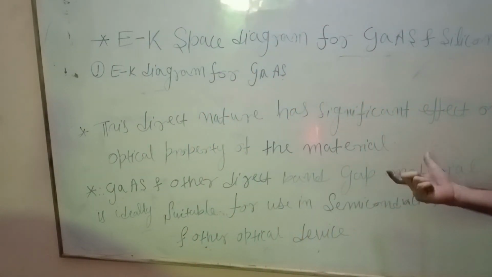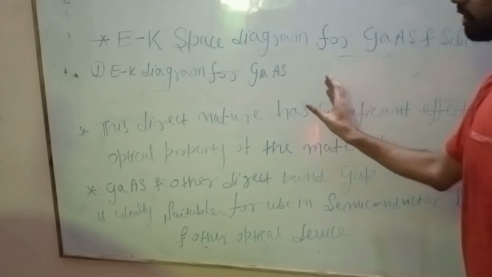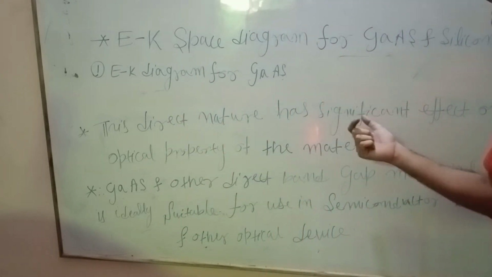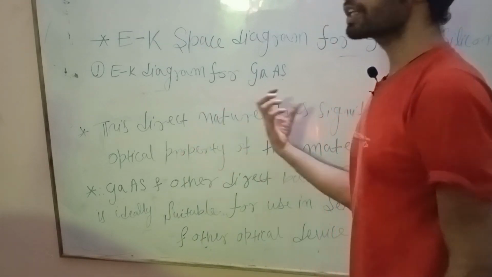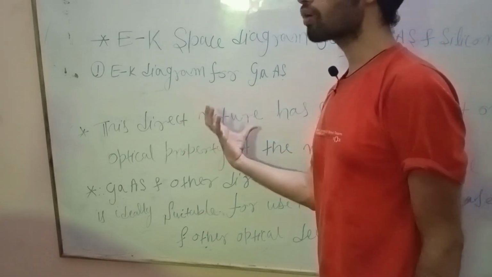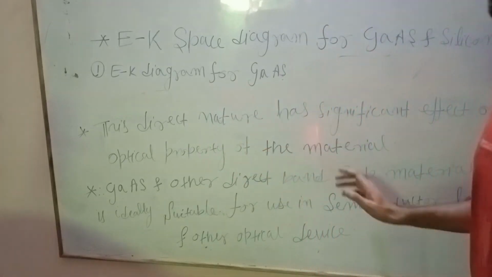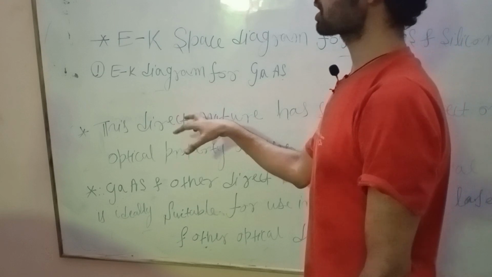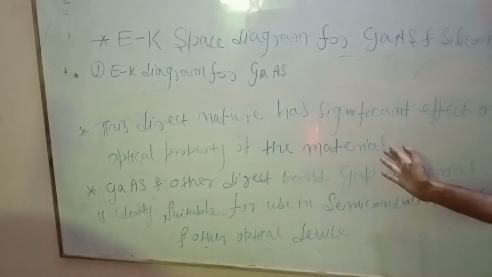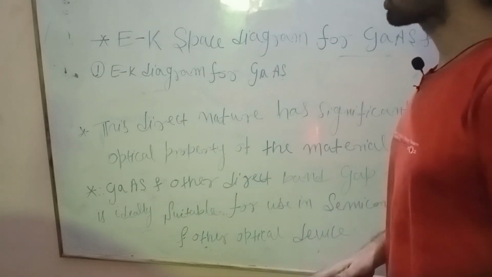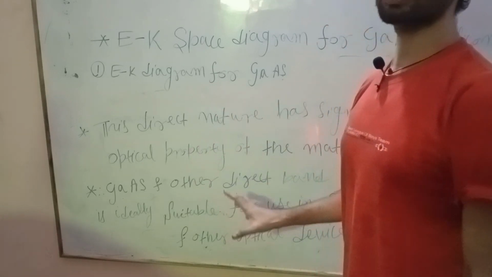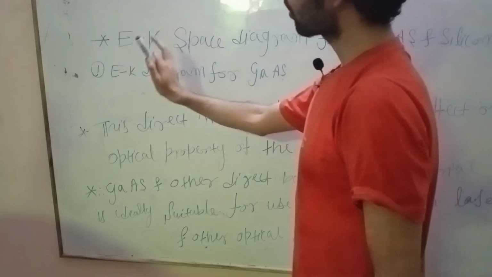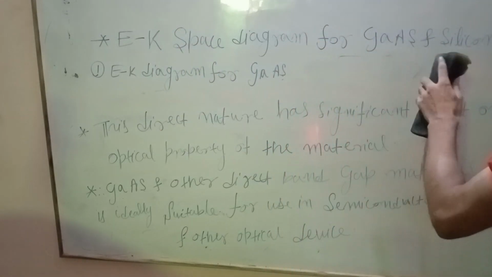During the electron-hole pair recombination, the energy will be radiated in the form of a photon. It will not be consumed. So energy is also conserved in the form of a photon, where hν is equal to the energy band gap. This is all about the E-k space diagram for gallium arsenide.